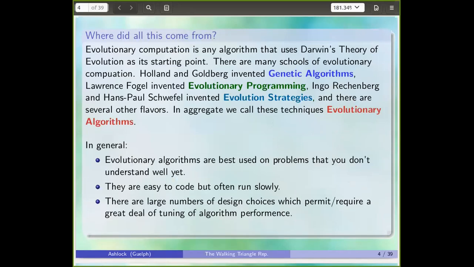So, evolutionary computation is any algorithm based on Darwin's theory of evolution, and a lot of people thought of this. In fact, there's a book called Evolutionary Computation, the Fossil Record, that includes the 12 times people thought of it before computers had enough power to make it possible. The people that thought of it just as computers became powerful enough include Holland and Goldberg, who invented genetic algorithms, Lawrence Fogel's evolutionary programming, Ingo Rechenberg and Hans-Paul Schwefel's evolution strategies, and there's a bunch of other flavors. In general, they're best used on problems you don't understand well yet. They're very easy to code, but run slowly, and there's a lot of design choices you have to make.